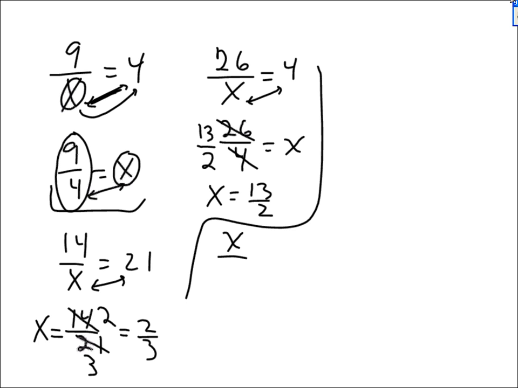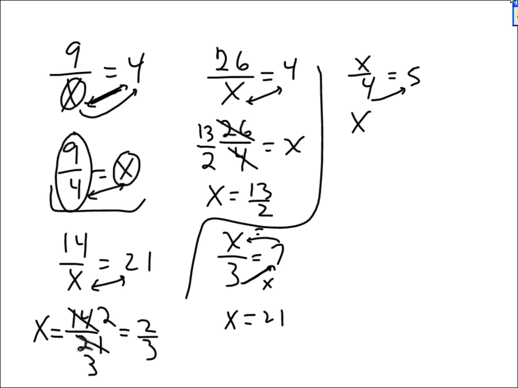Suppose you have this type of problem. This type of problem is just a multiplication problem. What's 3 times 7? 21. x is 21. So this product is equal to the numerator. x over 4 is 5. The problem is done. 4 times 5 is 20, and that's what x is equal to. x is 20.